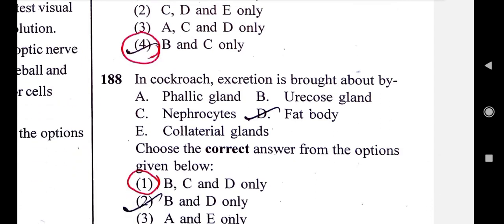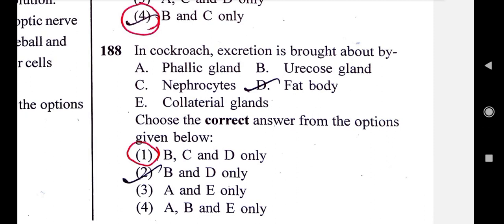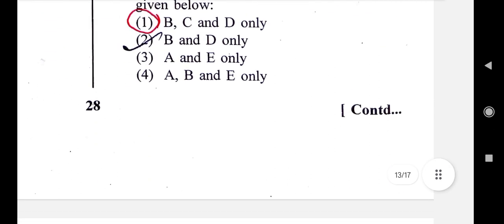Question 188. In cockroach, excretion is brought about by option A, phallic gland, option B, urecose gland, option C, nephrocytes, option D, fat body, option E, collaterial gland. Option 1 is the correct option, B, C and D only. Dear students, whatever the red circle is given, those are the correct answers.